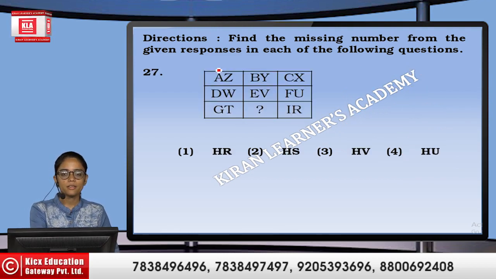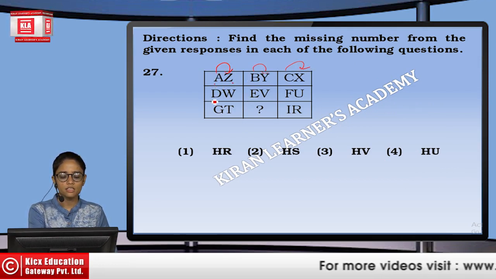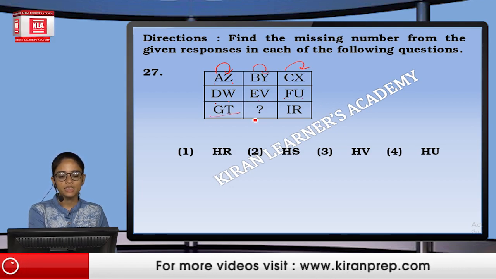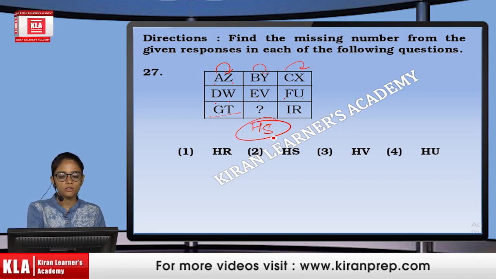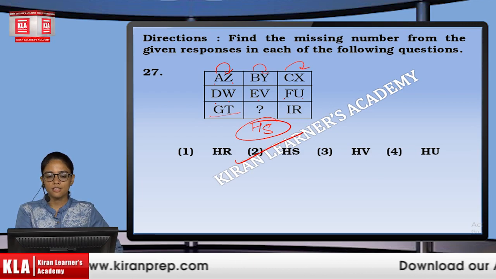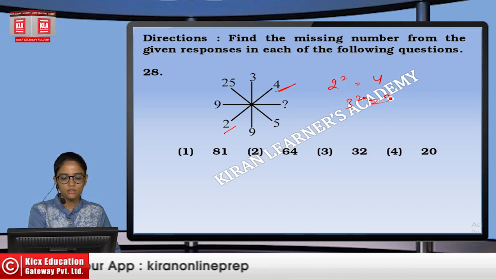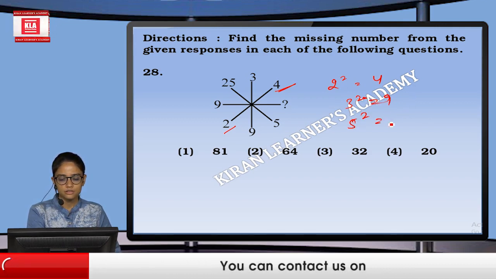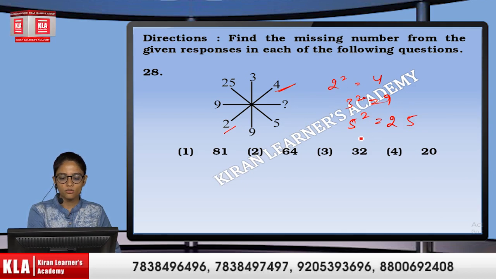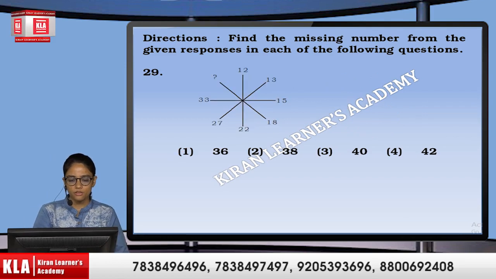Next, see if you remember that we have done the opposite part. A to Z, B with the Y, C with the X, D, W, E, V, F, U. Similarly, G, T and H, S. So these are the opposites we have learned in the alphabet chapter, so it's based on that only. So the option will be the second one. Next, 2 square is 4, 3 square is 9, 5 square is 25. Similarly, 9 square will be 81. Option number 1.